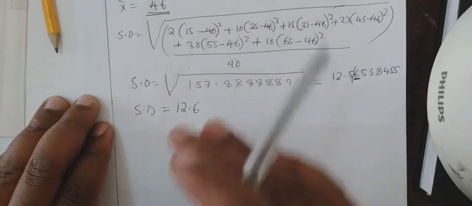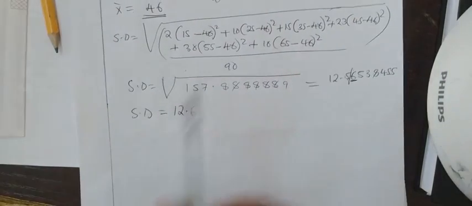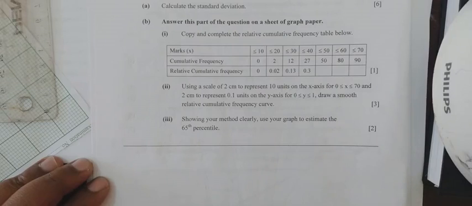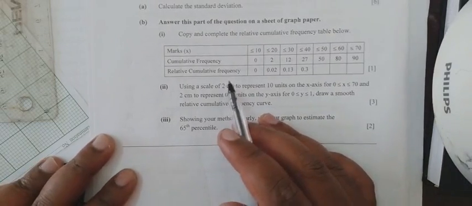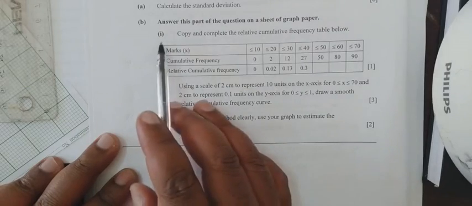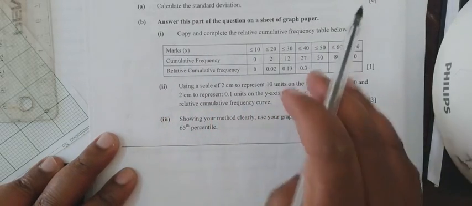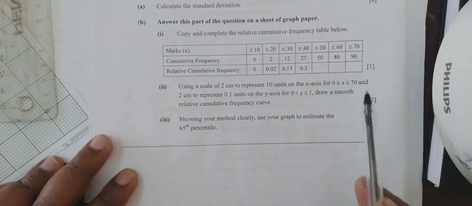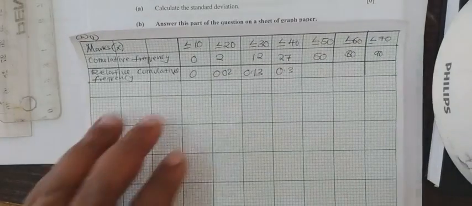Okay, so if you want to use the table, you can go to our videos we presented on how to use a table. Okay, let's go to part B. They are saying, answer this part of a question on a sheet of graph paper. 1, copy and complete the relative cumulative frequency table below. So you must copy this on your graph paper and complete it, filling in the blank spaces.